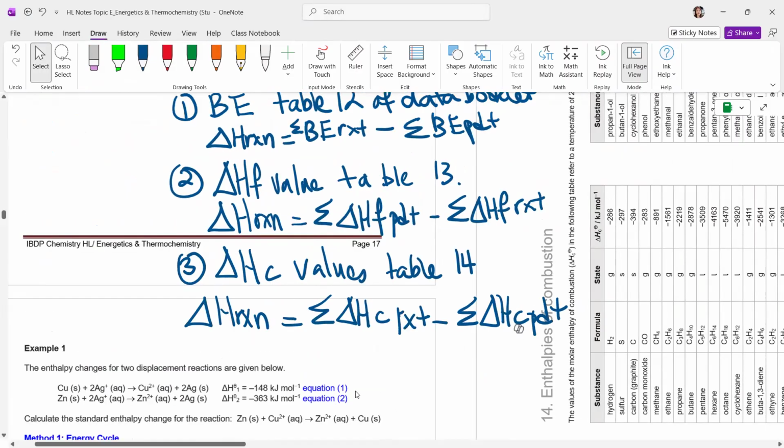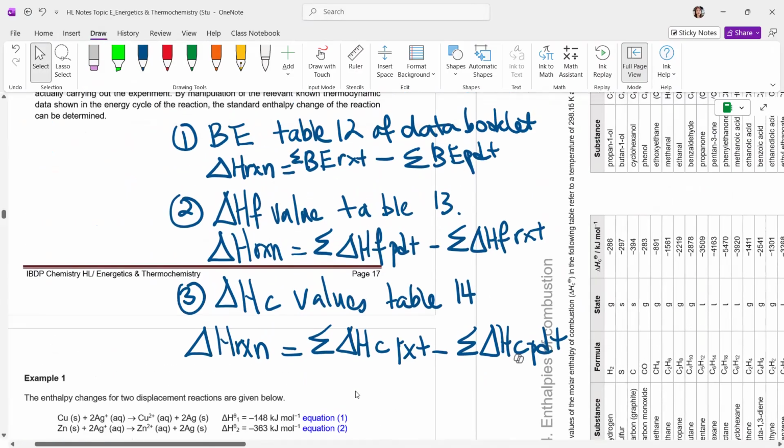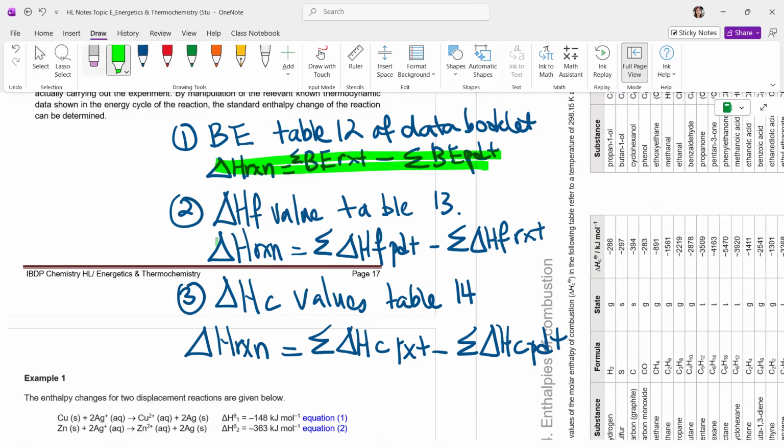Okay, so I stop here first for these three methods: bond energy, delta HF, delta HC. All the values are found in the data booklet, tables 12, 13, 14. Okay, so these are the three ways. Now, how does this formula come about, whether it is the first one, reactant minus product, or the second one, product minus reactant, or the combustion one, reactant minus product?